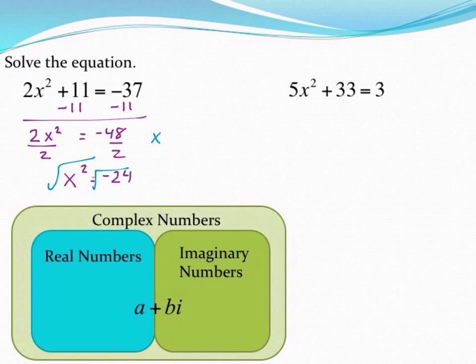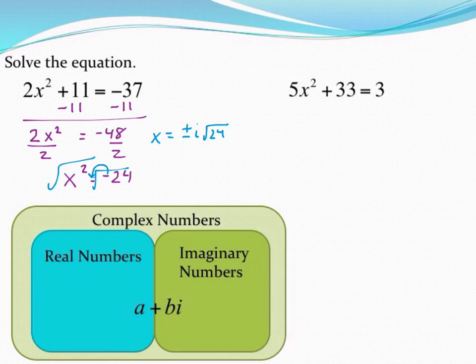So when I do this, a lot of the same rules still apply. I still get two solutions. I have plus or minus. What I'm going to do though is take that negative sign that's inside the square root and pull that out. And I'm going to pull that negative sign out as an i, indicating that I have an imaginary answer. And then what's left inside the square root is just a positive 24. But that i is there to tell me that I do have an imaginary solution.